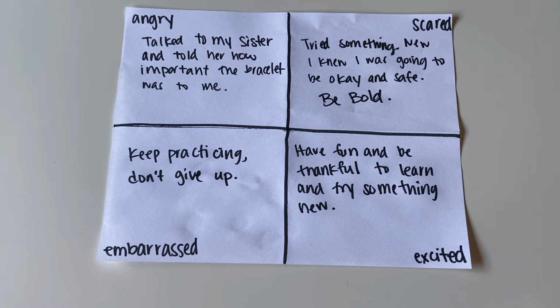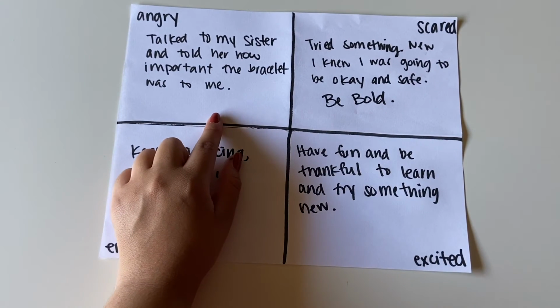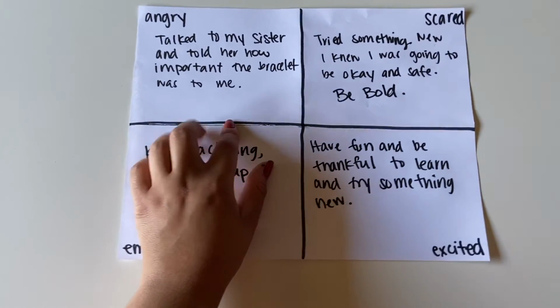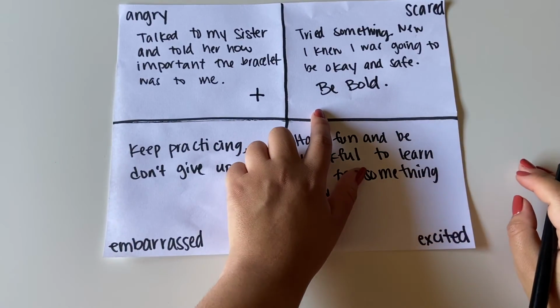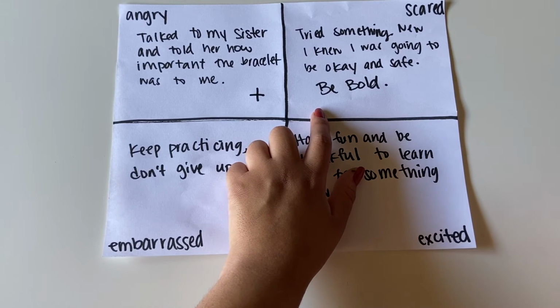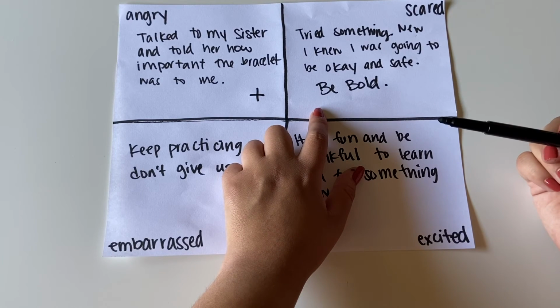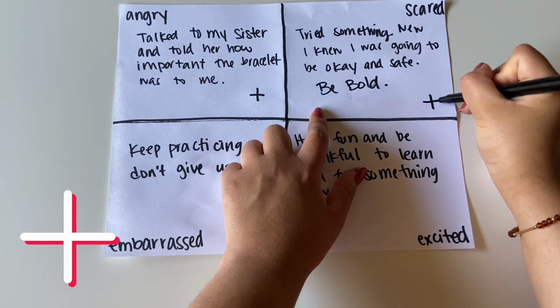So as you can see now, all of them are now positive. For example, my angry one, instead of getting upset and yelling at my sister, I wrote down that I could have talked to my sister and told her how important the bracelet was to me. So then that now becomes a positive. And then for scared, before I didn't even want to get on the plane or the car, right? So now it's try something new because I knew I was going to be okay and safe. So I wrote down be bold. So that is also a positive reaction.